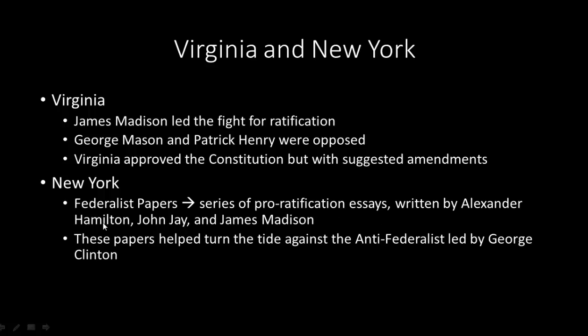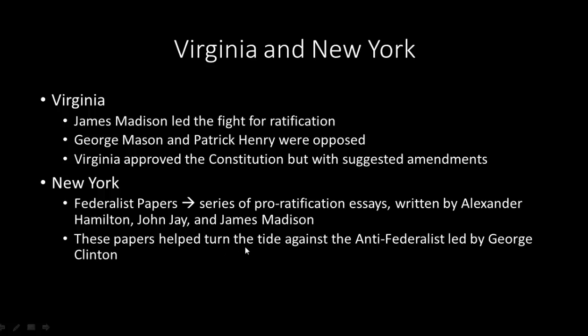Hamilton's a big-time Federalist. He's going to write some of these, John Jay, and actually James Madison is going to write some of these Federalist Papers. Why? Well, he's a Federalist. He's fighting for it. Madison will eventually agree with some of what the Anti-Federalists are saying, and he will eventually pen or write the Bill of Rights, right?